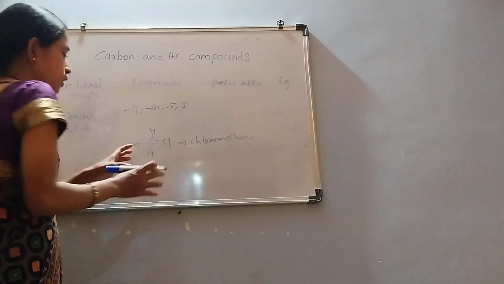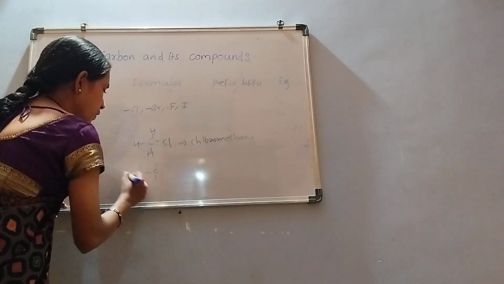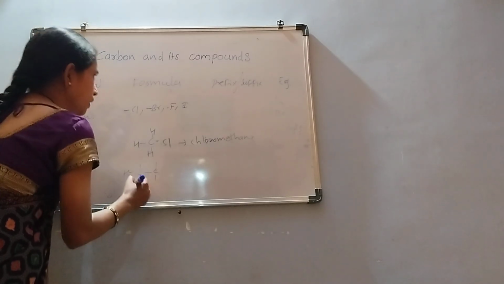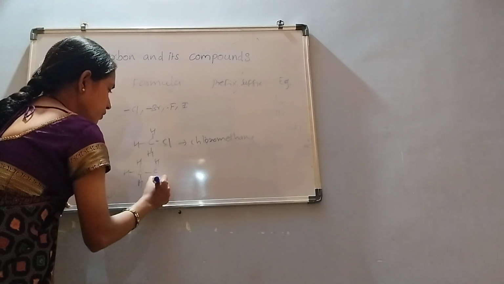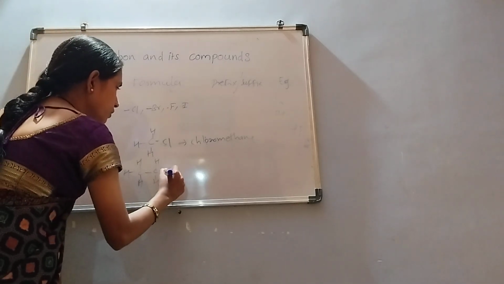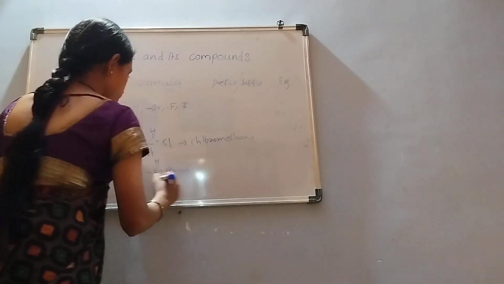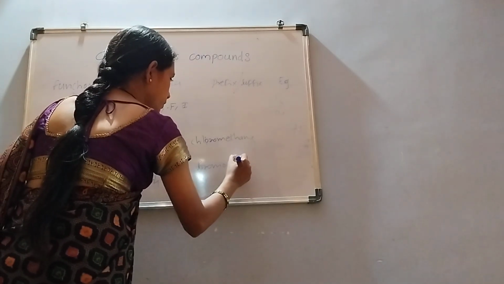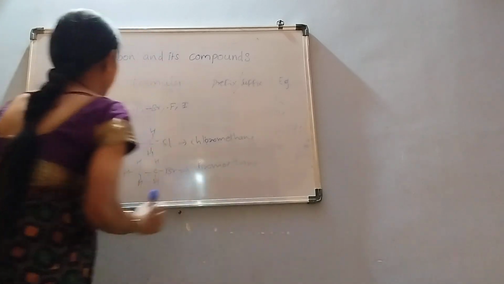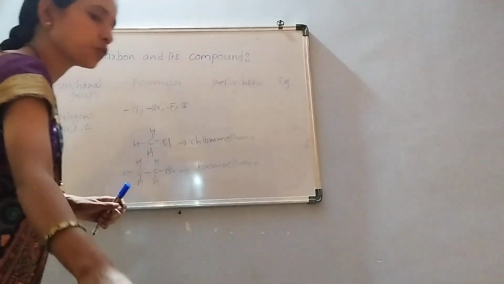In this ethane, if one hydrogen is replaced with bromine or iodine or fluorine, how do we name it? Bromoethane, like this. Now the second functional group we are discussing is alcohol.